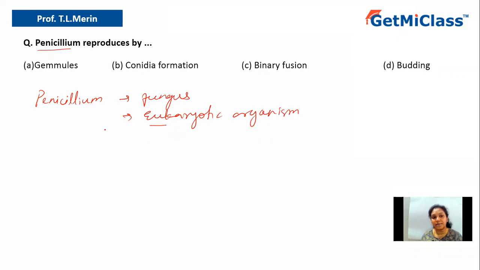Penicillium reproduces by the formation of spores, and these are called conidia, or you can say conidiospores. So conidia are a continuous chain arrangement of the spores. These contain conidiospores.